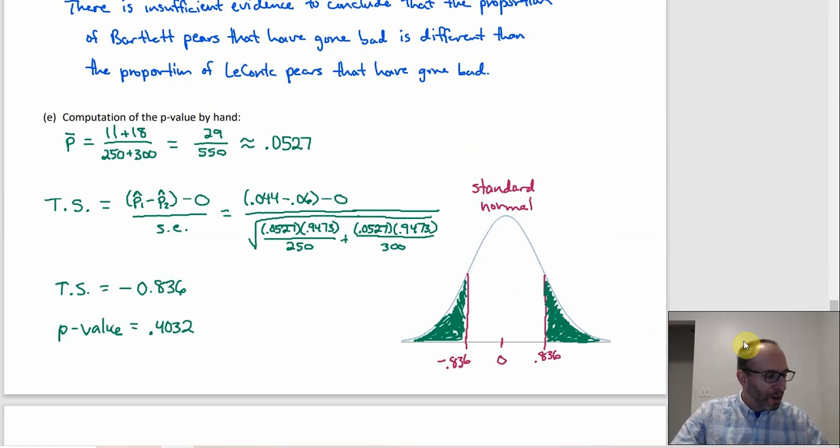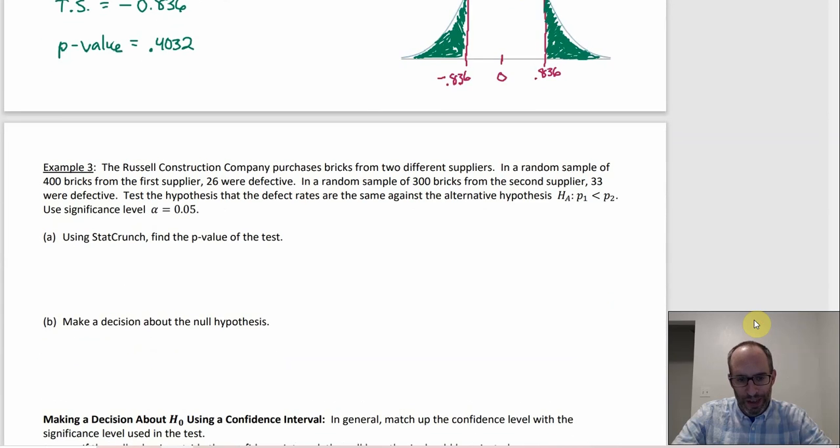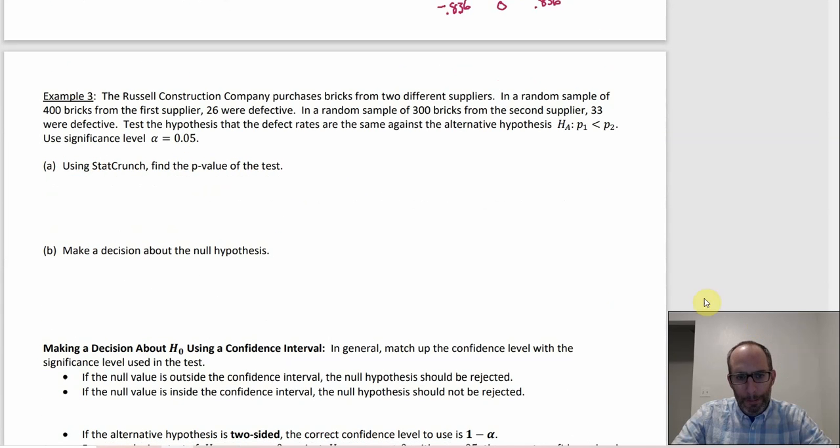All right. Then let's see. The last thing is, what if you made a decision about the null hypothesis using a confidence interval? So I stuck another p-value in here, but that's mostly what this next page is about.